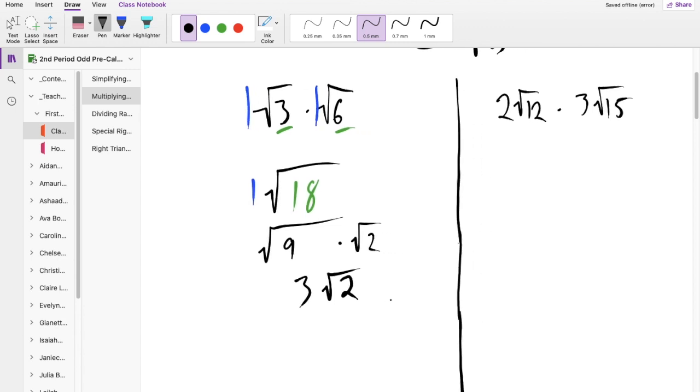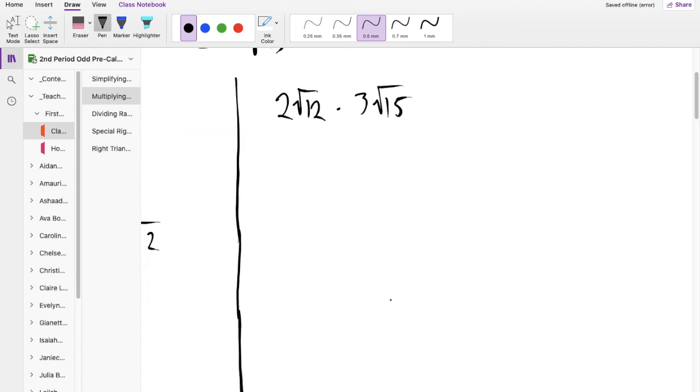So let's look at another example. We have 2 times the square root of 12 times 3 times the square root of 15. Now, a lot of times, what you should do before you even start working on a multiplication problem is see if you can simplify the radicals first, because it is so much easier to work with after you've simplified the radical. Because beforehand, we're going to need to multiply 12 and 15 together, and that's going to produce a large number. Then me trying to simplify it is going to be a pain. So let's simplify first. The square root of 15 is as simplified as it can possibly be, but the square root of 12 is not.